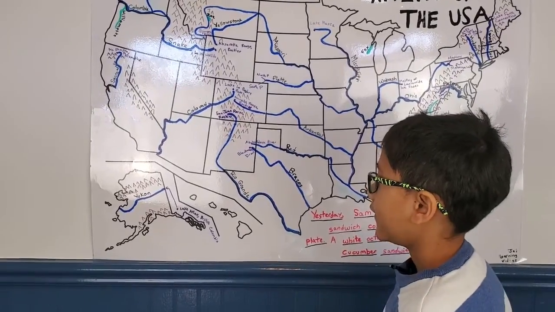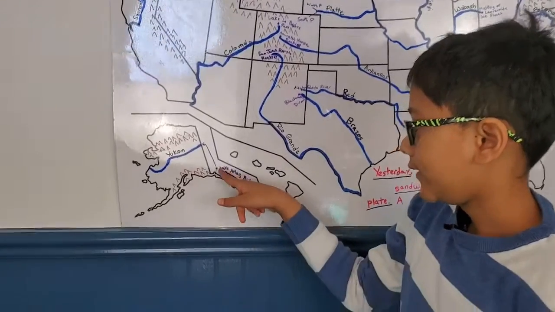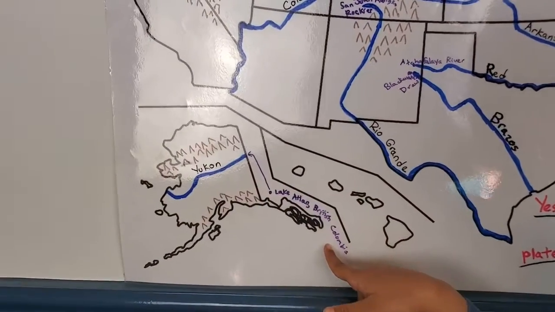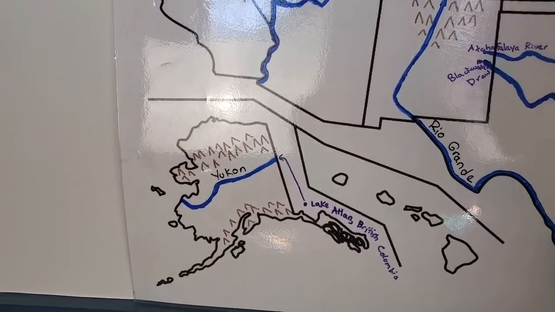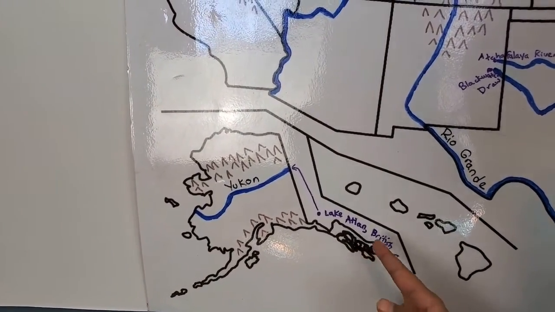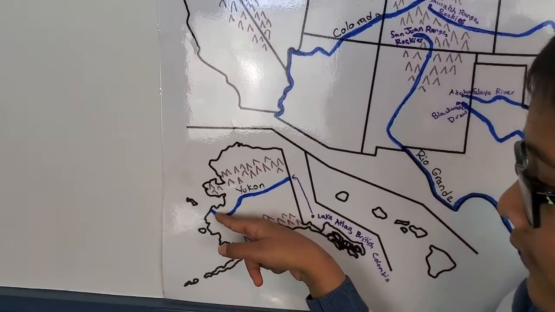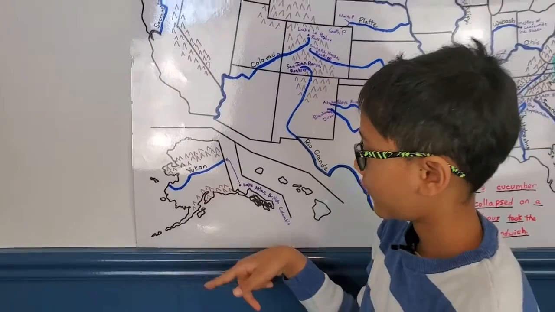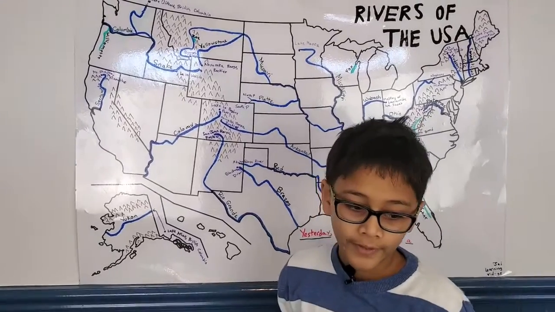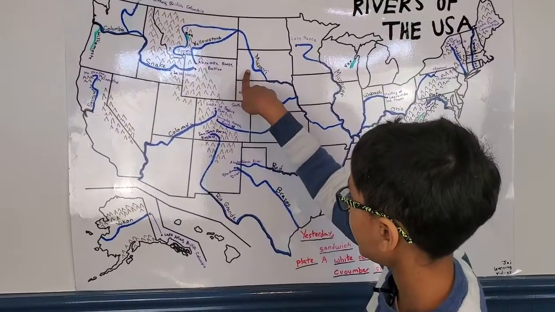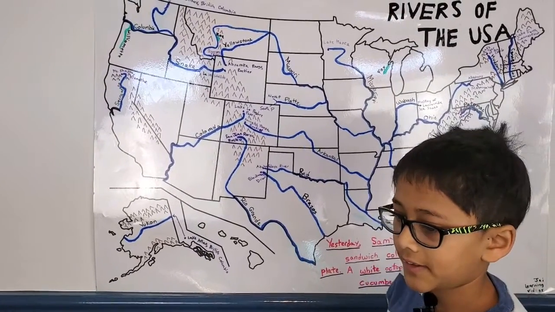Next, we'll see the Yukon. Now, the Yukon starts in Lake Atlan in British Columbia, which is that same Canadian province. So it flows through British Columbia and then enters Alaska. And it flows through Alaska and then empties out into the Bering Sea. The Yukon is the third largest river in the USA after the Missouri, which is number 1, then the Mississippi, which is number 2. That is in length.